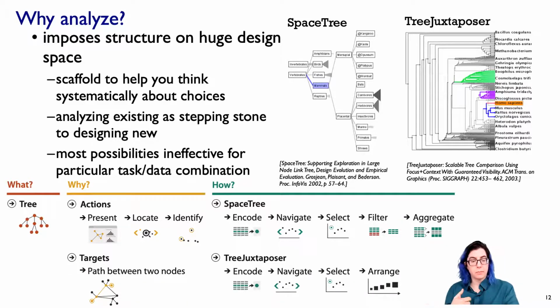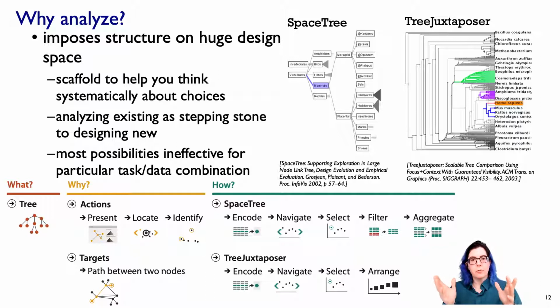Speaking of effective, the tricky thing and the reason visualization is so difficult is that most possibilities of how to draw some sort of hopefully meaningful picture, unfortunately are ineffective for some particular combination of task and data. So let's look at these 2 examples as a quick foray into the space. We're going to look at SpaceTree and TreeJuxtaposer.